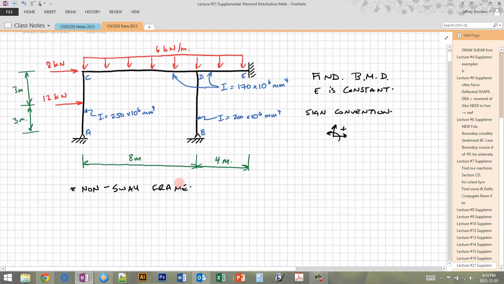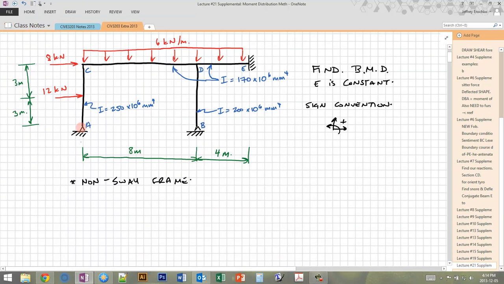So the first step for the moment distribution method is to find all the fixed end moments. And we're going to find that for each individual member. Of course, the reason that we find these fixed end moments is because when we start the analysis, we're assuming that every single joint is fixed. So if, for example, C is fixed and D is fixed, and we have this distributed load on top, the initial moments that we're going to have at the ends of member CD are equivalent to the fixed end moments. That is, the moments that would be at the ends if the member was fixed, which it is. So we're going to find the fixed end moments first.